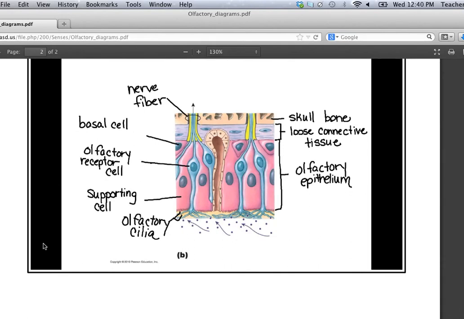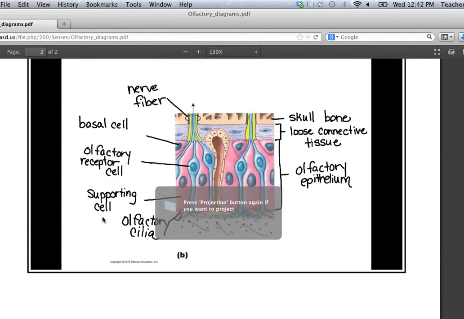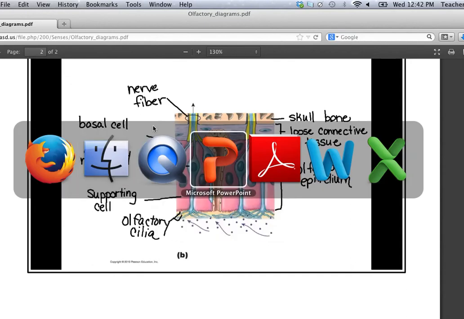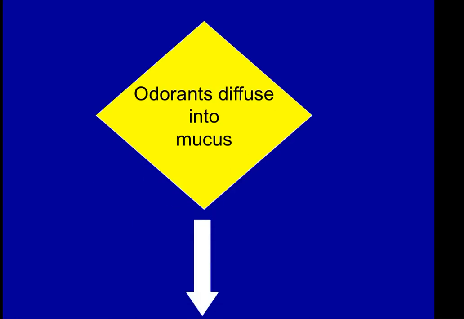All right, so let me get over to this then. All right. So what we want to do, now that we've looked at the anatomy, I'm actually going to trace what we call the olfactory pathway. So in other words, how does our sense of smell actually work? Well, the first step, and I kind of mentioned this before, is that the odorants actually have to diffuse into the mucus. Otherwise, we actually won't be able to sense that odor.